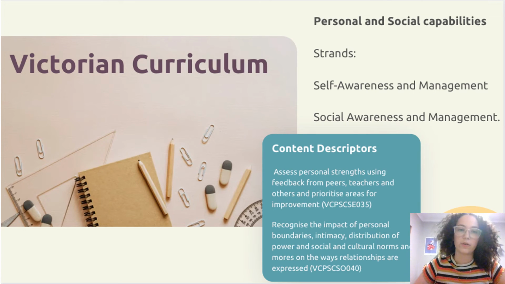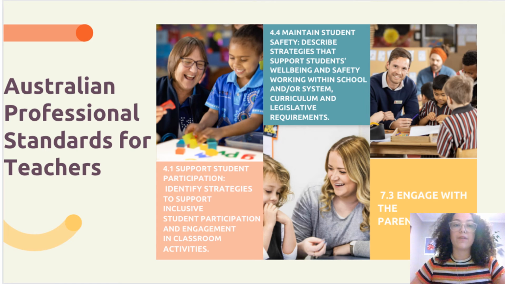Let's move on to the Victorian curriculum. For this, we will look at personal and social capabilities, the strands being self-awareness and management, and social awareness and management. As student welfare is not an explicit class, these content descriptors are woven throughout a student's educational career, in English, maths, science, etc. The Australian Professional Standards for Teaching, which all teachers must be able to demonstrate, links to student well-being with the standards 4.1, 4.4, and 7.3.